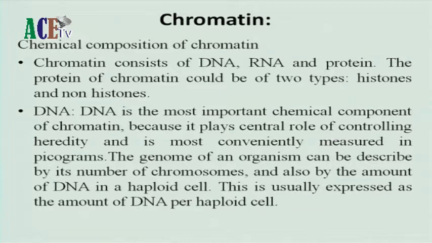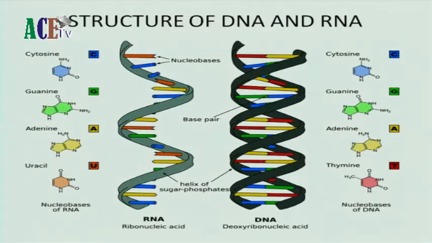So you have a genome being expressed as the amount of DNA per haploid cell. Now, this is the structure of DNA and RNA. Look at it closely. Don't forget, I told us that we have cytosine, guanine, adenine, and uracil. Those are the nitrogenous bases. Now, you can see them, cytosine, guanine, then you see this color. That will be telling you that is for uracil.